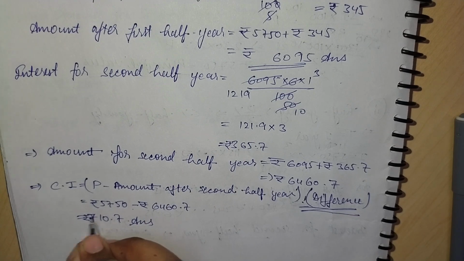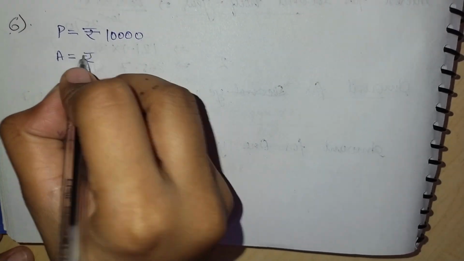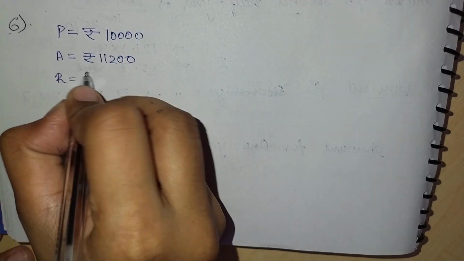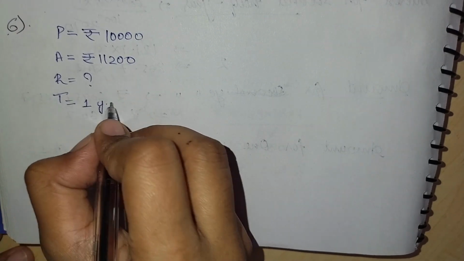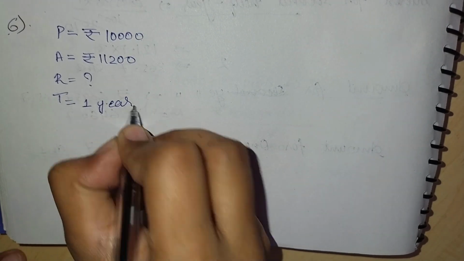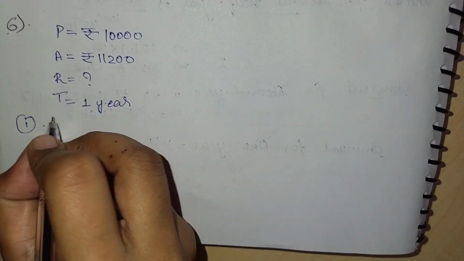Now the sixth question is, a person invests rupees 10,000 for 2 years at a certain rate of interest compounded annually. At the end of 1 year, this sum amounts to rupees 11,200. Calculate the rate of interest per annum. So all things are given here: principal, amount and time. Rate we have to find.